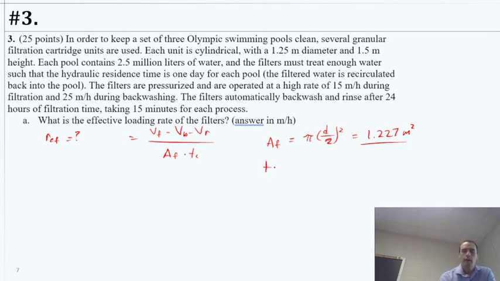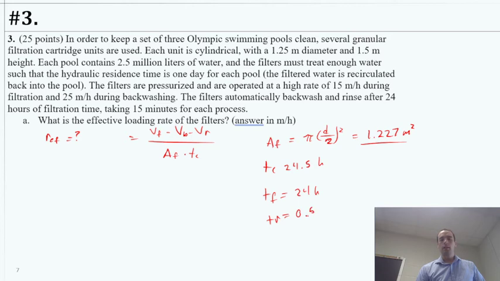The total cycle time, we said it stops after 24 hours of filtration. Whereas we had done a problem with a 24-hour cycle time, this problem says specifically that it stops after 24 hours of filtration time. So we could say the time of filtration is 24 hours. That means the total cycle time is 24 hours plus however long it takes to do the backwashing and rinsing, which is 15 minutes for each, or half an hour total.